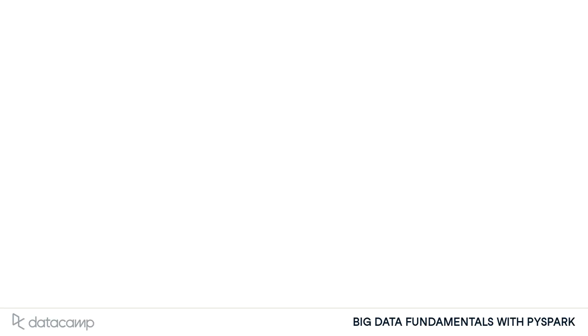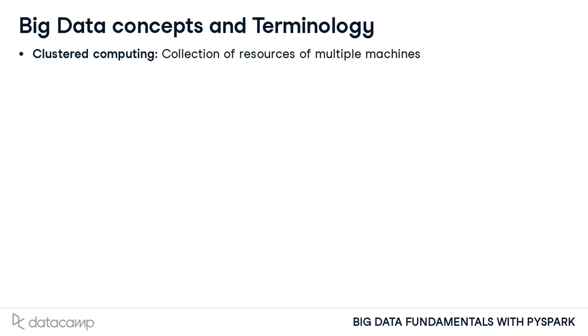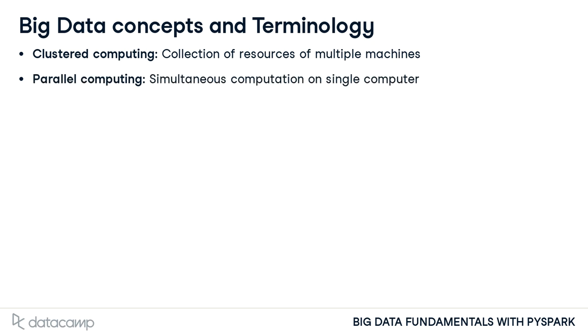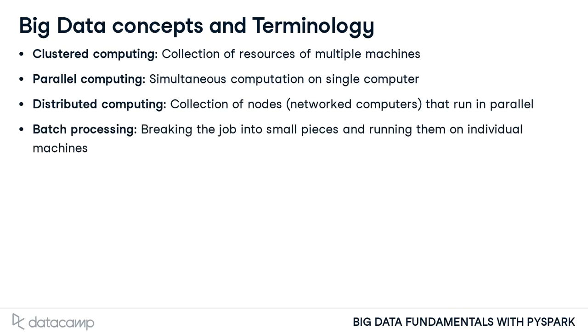Now let's take a look at some of the concepts and terminology of big data. Clustered computing is the pooling of resources of multiple machines to complete jobs. Parallel computing is a type of computation in which many calculations are carried out simultaneously. Distributed computing involves nodes or networked computers that run jobs in parallel. Batch processing refers to breaking data into small pieces and running each piece on an individual machine. Real-time processing demands that information is processed and made ready immediately.